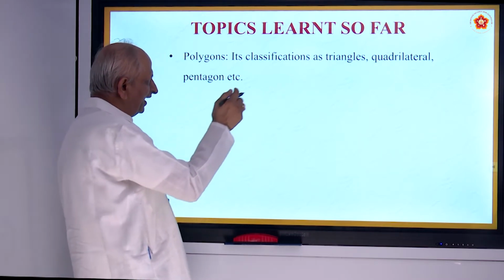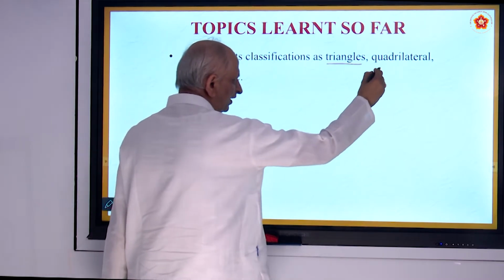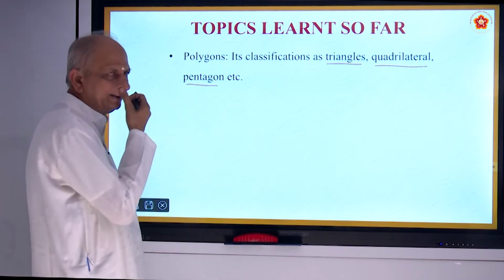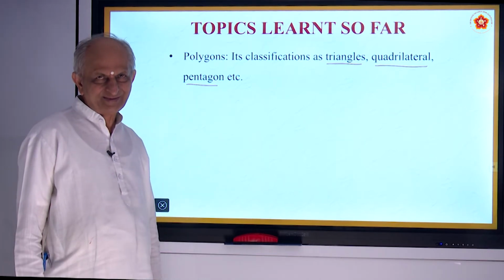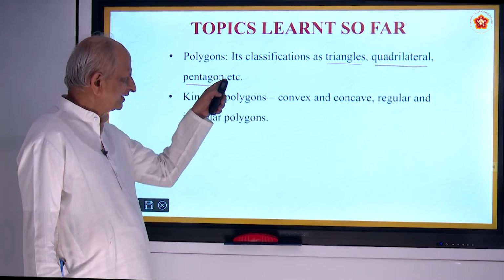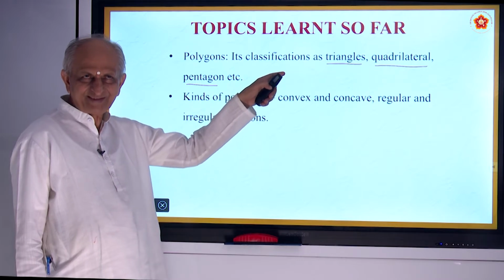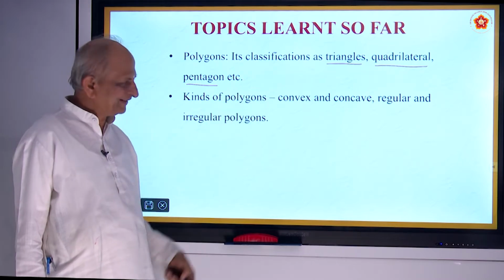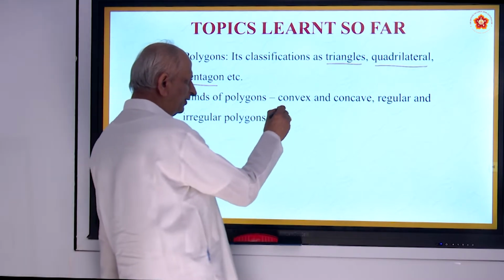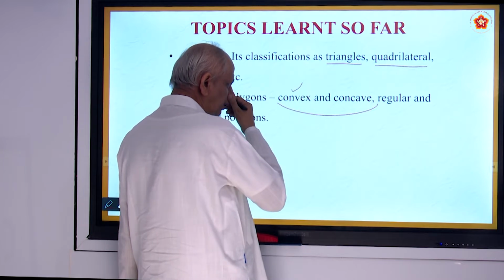Suppose there are 3 sides, we call it a triangle. If there are 4 sides, we call it a quadrilateral. 5 sides, a pentagon. Correct? 6 sides, hexagon. 7 sides, heptagon. 10 sides, decagon. Okay? And we have also studied that there are 2 types of polygons, namely convex polygon.